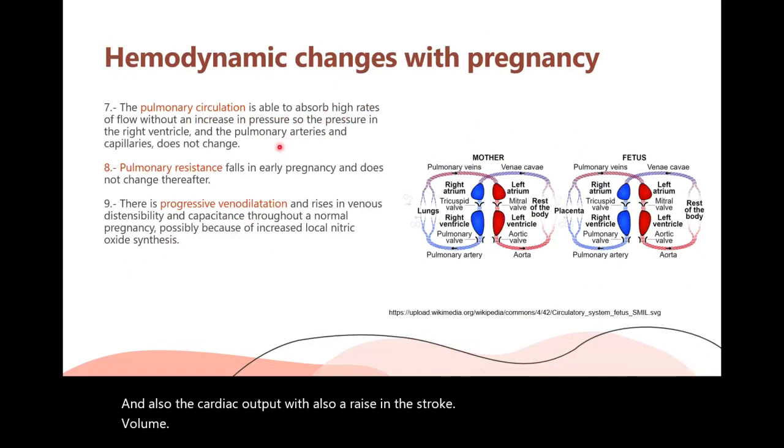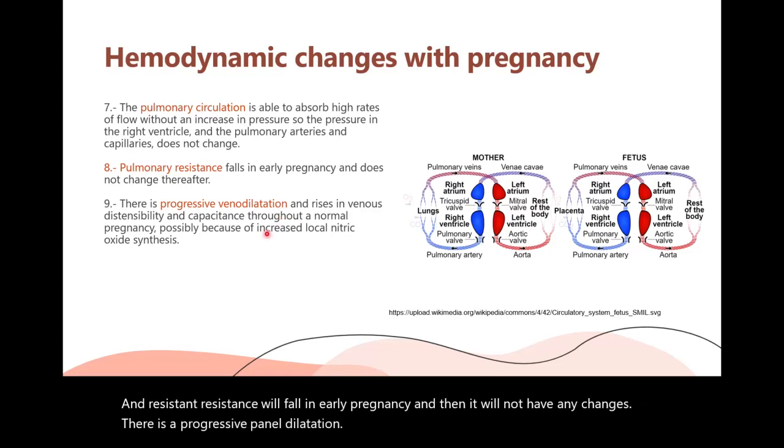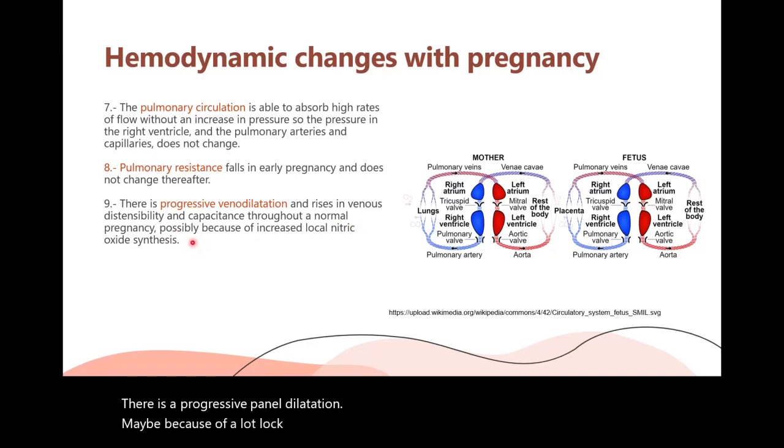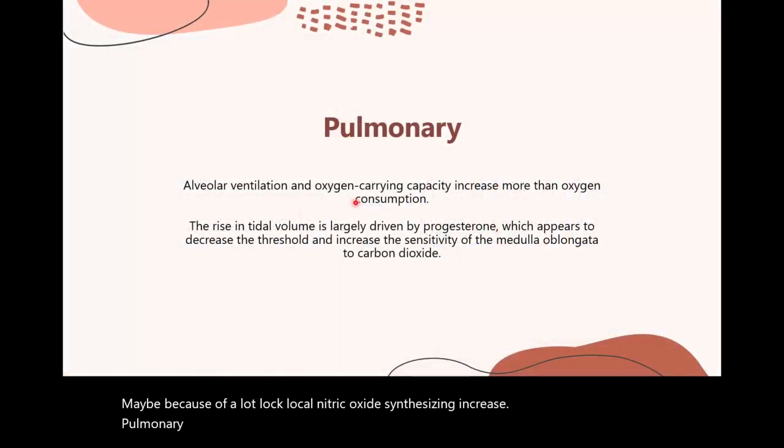Pulmonary circulation and resistance will fall in early pregnancy, and then it will not have any changes. There is a progressive venodilatation, maybe because of a local nitric oxide synthesis increase. Pulmonary: alveolar ventilation and oxygen carrying capacity increase more than oxygen consumption.